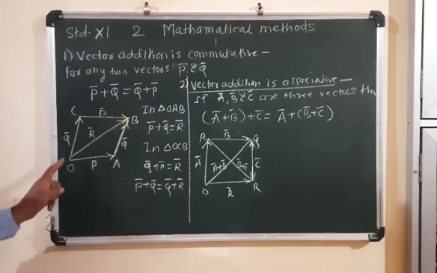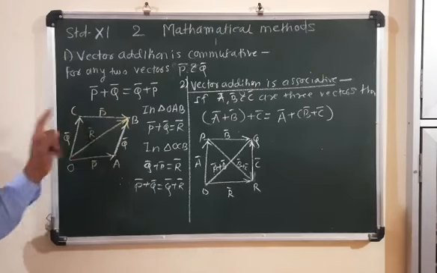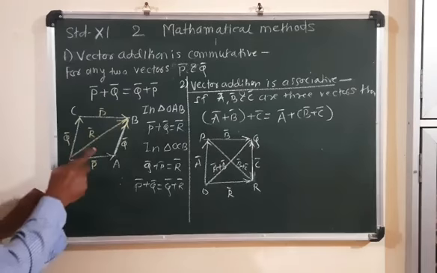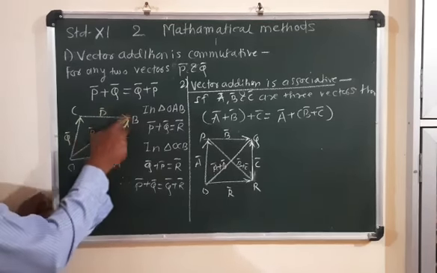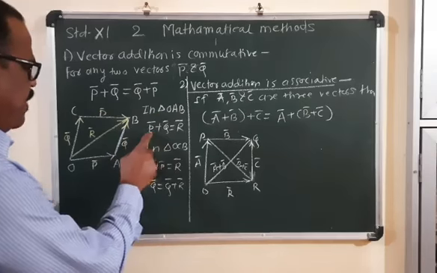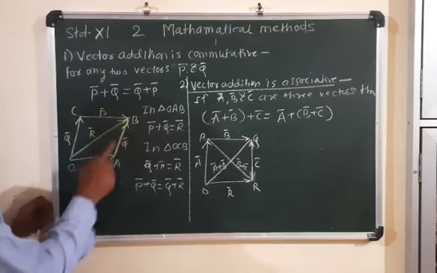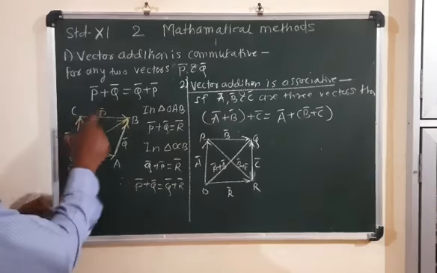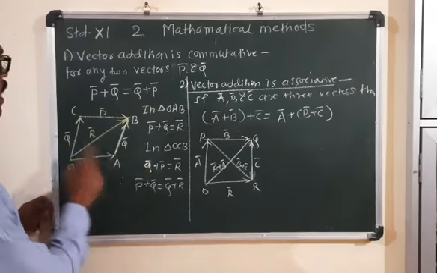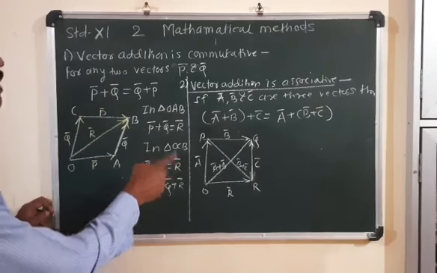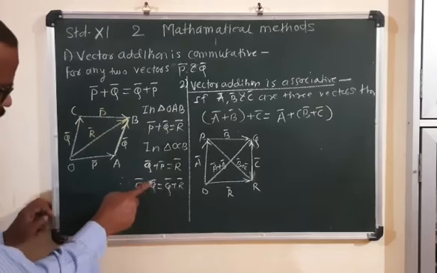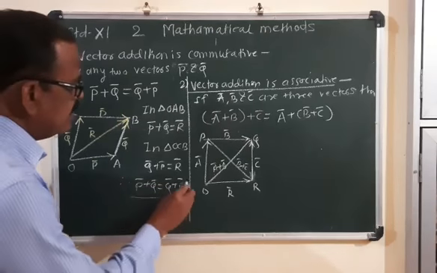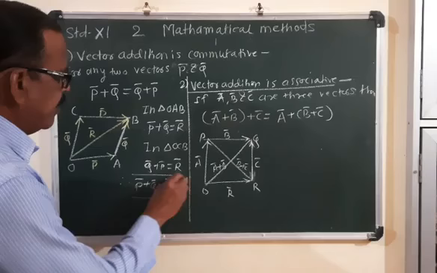Explanation: consider the parallelogram OABC. In this parallelogram, there are two triangles, OAB and OCB. In triangle OAB, P bar plus Q bar is equal to R bar. In triangle OCB, Q bar plus P bar is equal to R bar. From these two equations, we can write P bar plus Q bar is equal to Q bar plus P bar. That is, vector addition is commutative.